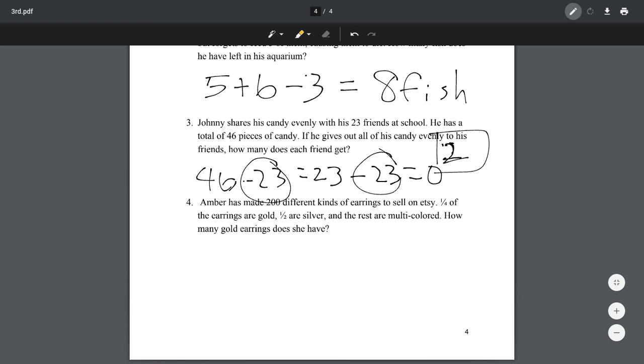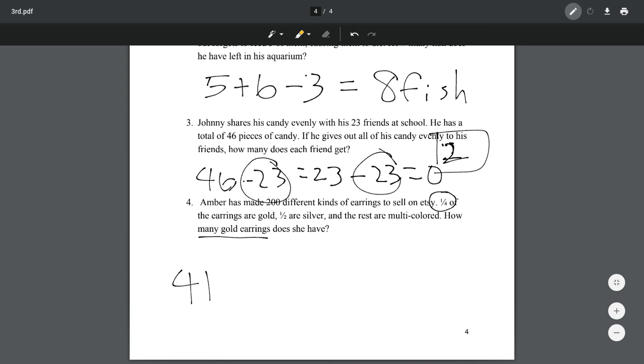Number 4 says Amber has made 200 different kinds of earrings to sell on Etsy. 1/4 of the earrings are gold, half are silver, and the rest are multicolored. How many gold earrings does she have? So she has 200 different kinds, and the only information that we want is the gold earrings. And it says that 1/4 of the earrings are gold. So one way to do this is doing division.